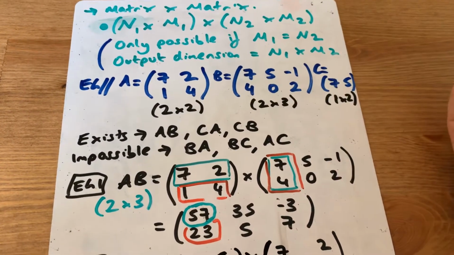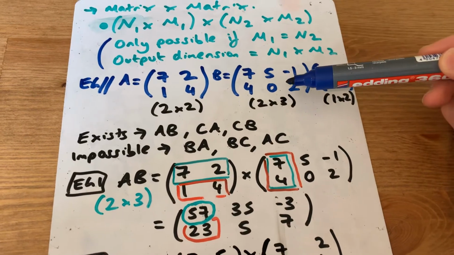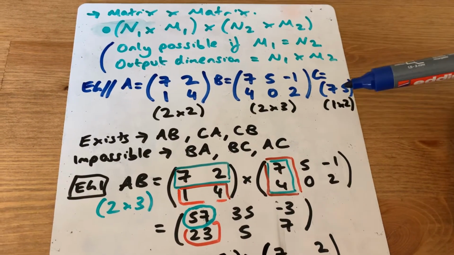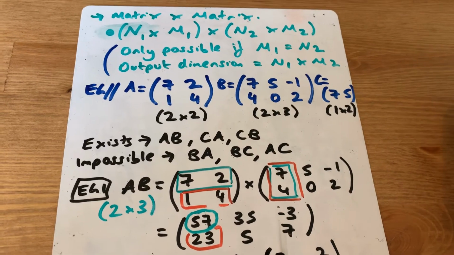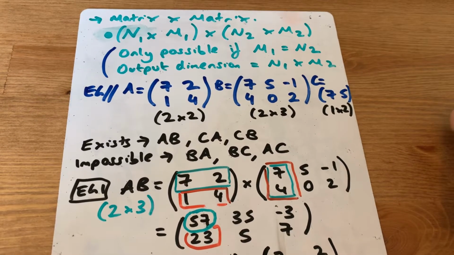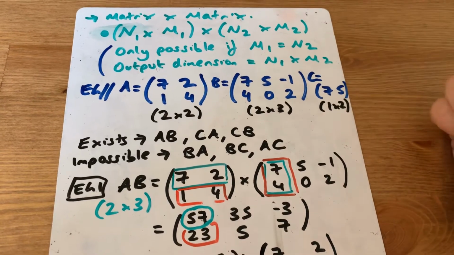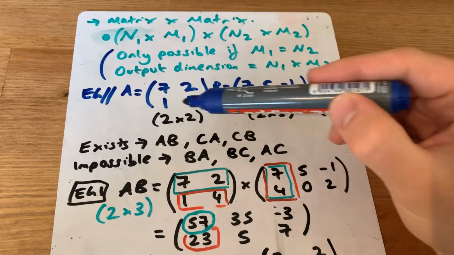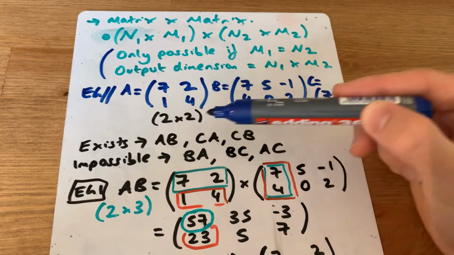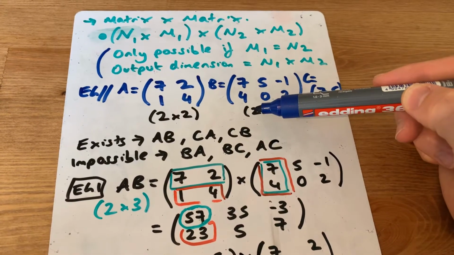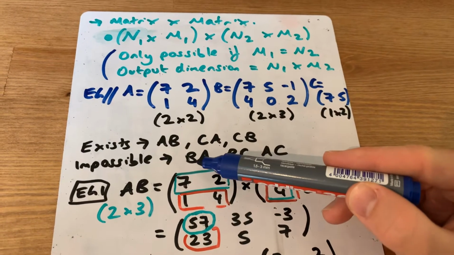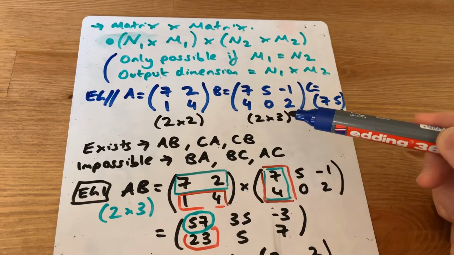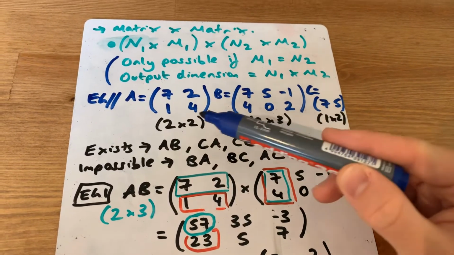So let's just consider a few different matrices. This one, 2 by 2 matrix. This one, 2 by 3 matrix. And this one, a 1 by 2 matrix. So to start off with, let's just consider which possible combinations are actually possible. AB is possible because, again, remember, 2 columns and 2 rows. That is possible. Interestingly, BA is not possible because that would be 3 columns, 2 rows.